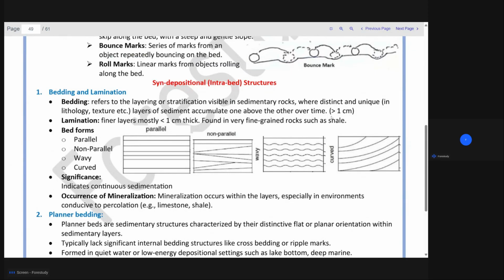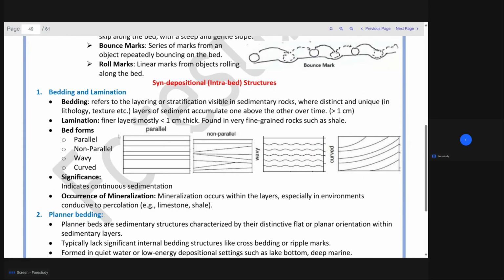So greater than 1 centimeter, we'll call it a bed. Okay, so if the layer has a distinct boundary and is greater than 1 centimeter, we'll call it a layer. If it is not, then we'll call it a lamination. So less than 1 centimeter, we call it a lamination. It is a finer layer, mostly less than 1 centimeter thick, found in very fine grained rock such as shale.